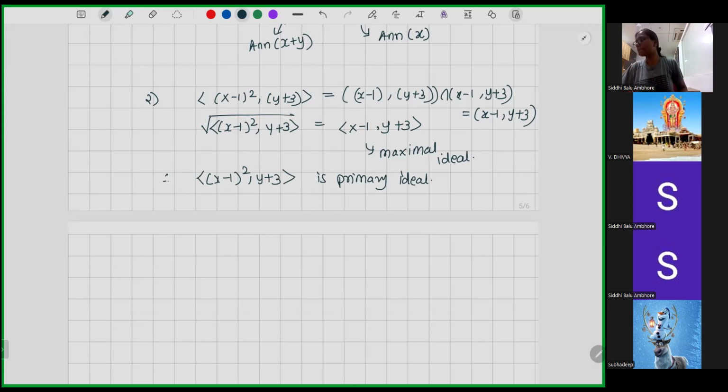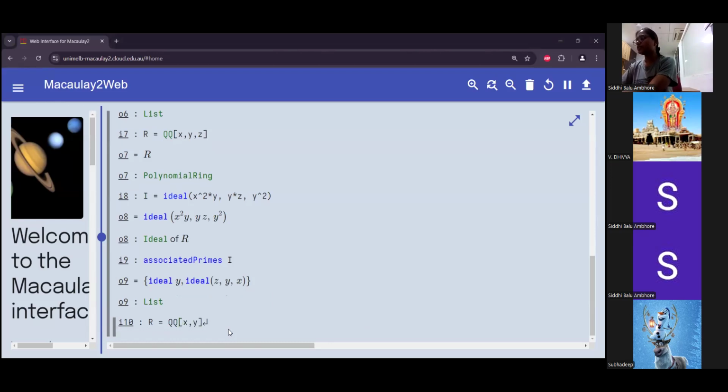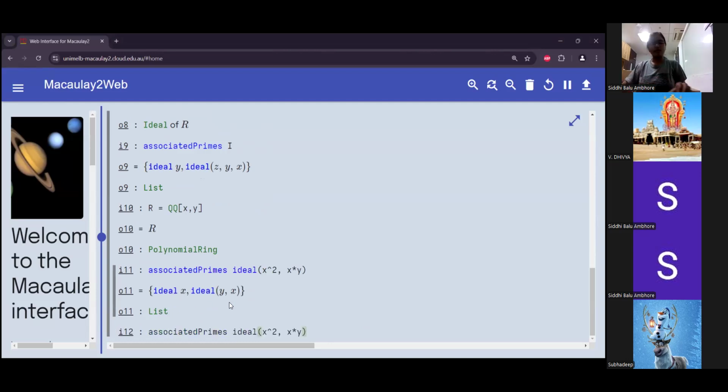Let me share the screen. Okay, so let us take this. These are ideals in x and y. And we already checked for, I'm directly defining the ideal here. Ideal x square comma x star y is this. And the second ideal was x minus 1 square, comma y plus 3. I hope it doesn't show an error for 1 and 3.